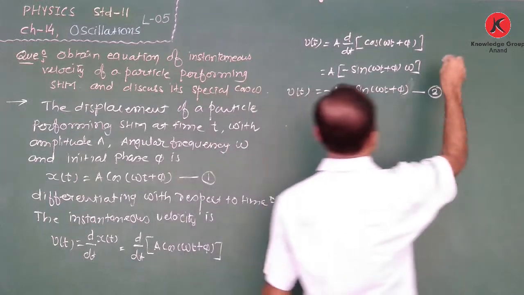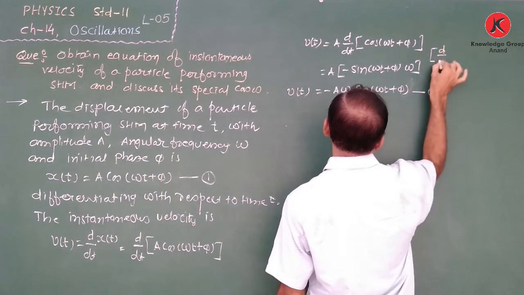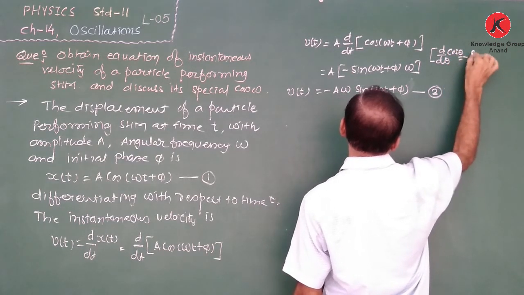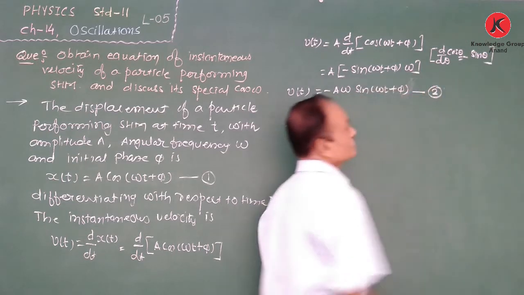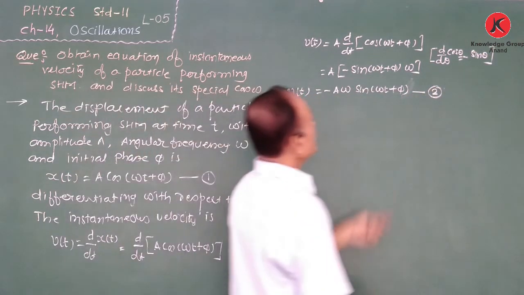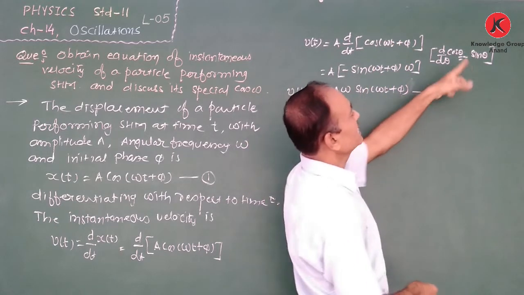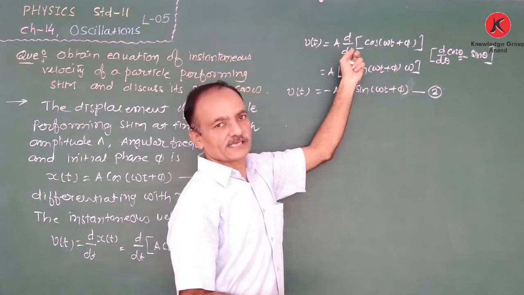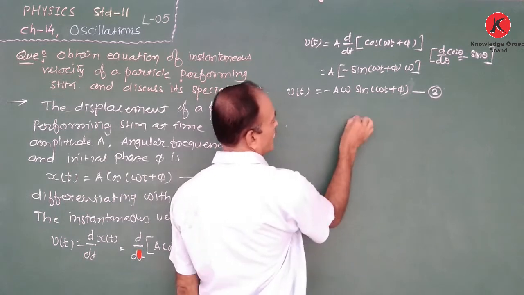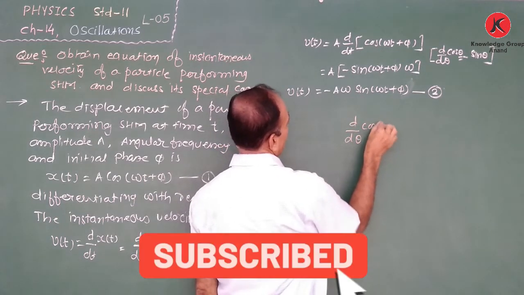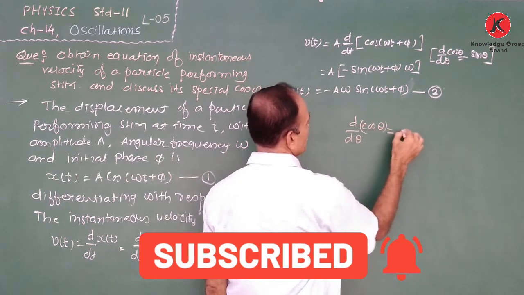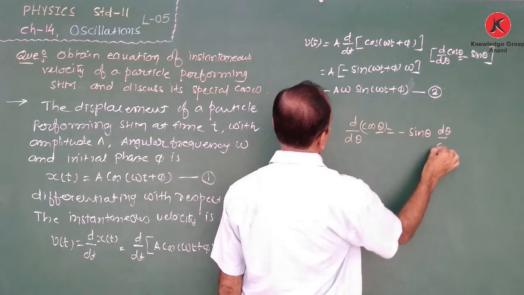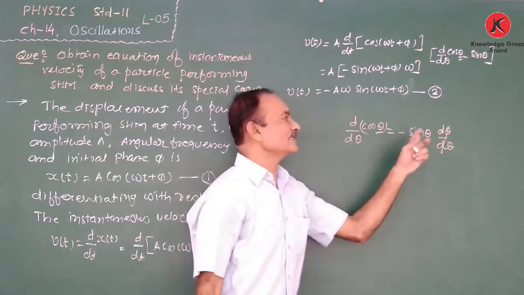Here we are using this concept: d by d theta of cos theta is equal to minus sin theta. Why do we not take the derivative of this bracket here? Because here the function cosine is the function of omega t plus phi. We are taking the derivative with respect to time. Now for our knowledge, the derivative of cos theta is minus sin theta, and the derivative of this function, that is d theta upon d theta, is 1, and due to that result, it is not written here.